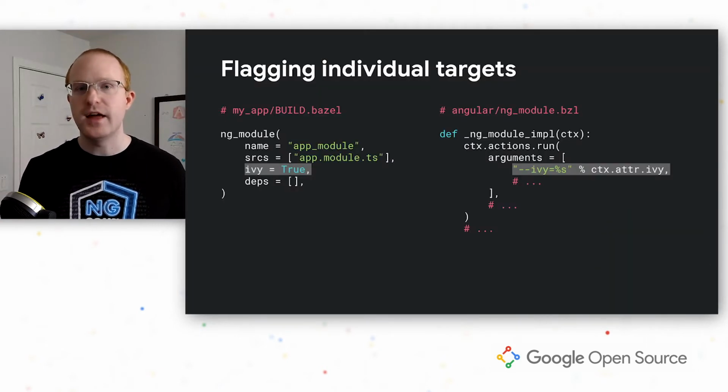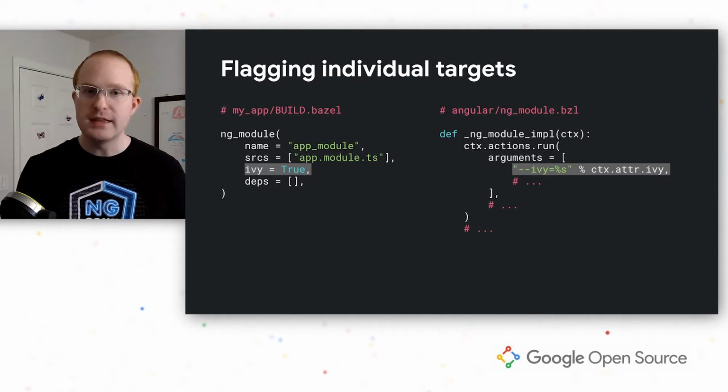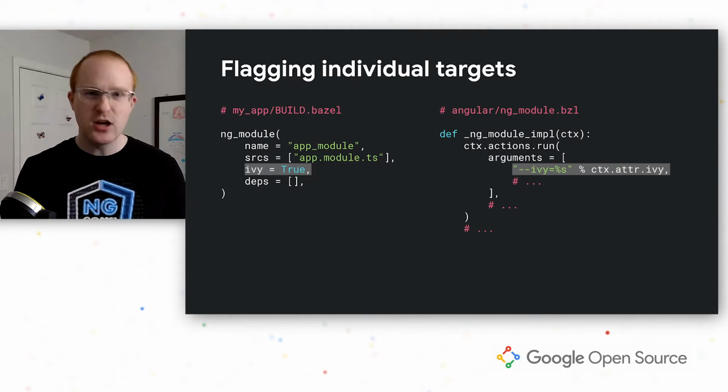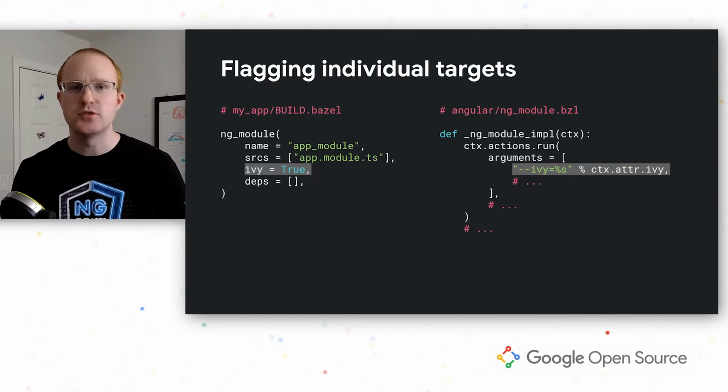Another way of implementing this flag would be to simply make it an attribute on the ng module rule. We can propagate this attribute to the compiler action and invoke that action with Ivy. This could be a little awkward, as we'd have to put Ivy equals true on all of our ng module rules, and that could be a lot. But we could automate this or use a clever macro. We could make that scale if we really needed to. So this actually sounds pretty good, but let's look a little bit closer.